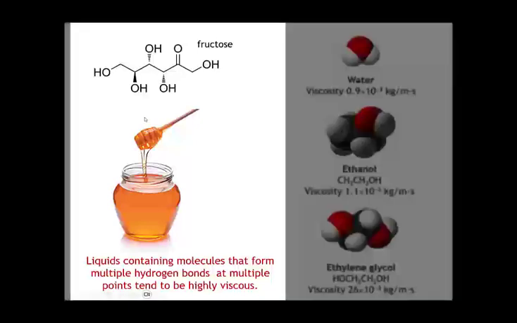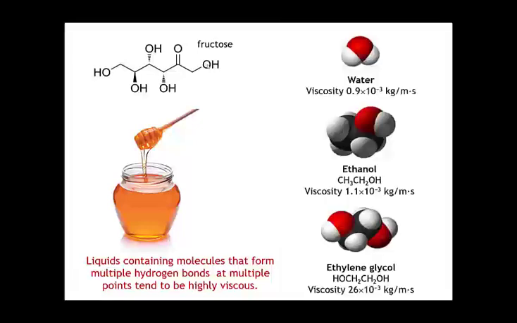If we think about honey, honey is mostly sugar. The most prevalent sugar in honey would be fructose. And let's look at a fructose molecule. There's 1, 2, 3, 4, 5 different OH groups. Fructose can hydrogen bond in 5 different places on a molecule. And because of all of these hydrogen bondings, it really makes a lot of interactions with neighboring molecules, and that gives it a very high viscosity.